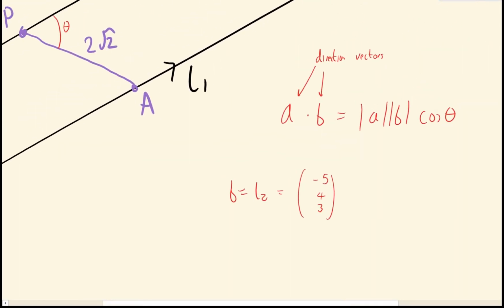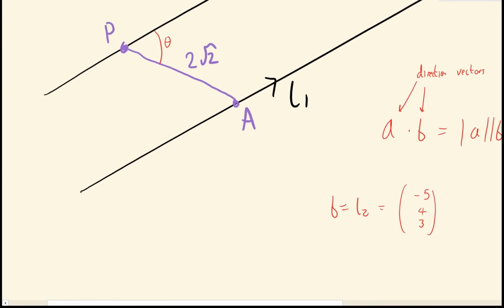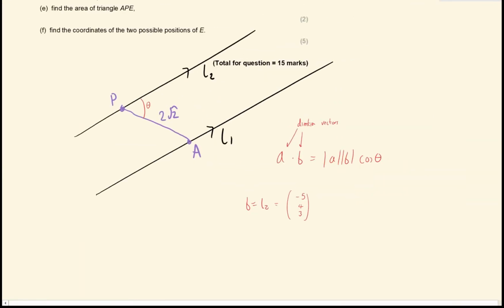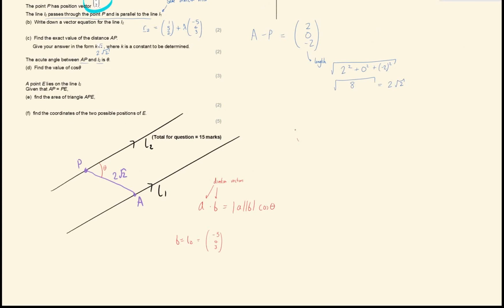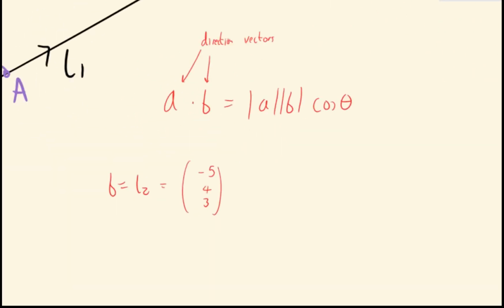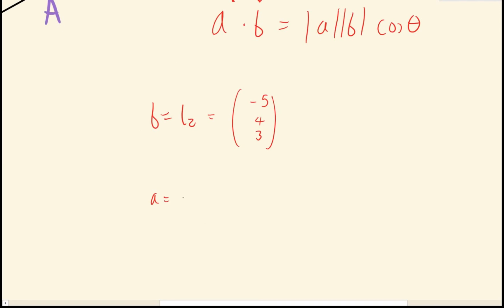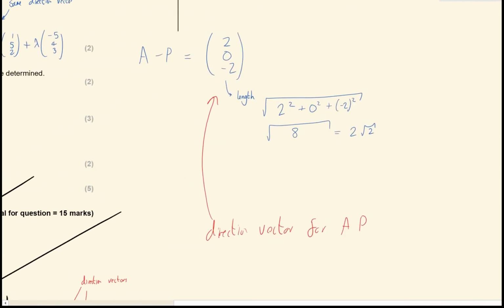We need to work out a direction vector for A. That is just the difference between A and P, which we actually worked out earlier. This 2, 0, minus 2 is the direction vector for AP, because there's a line or distance between A and P. So that's how we work out direction vectors: you take two things away. So the vector A can be AP, and that was 2, 0, minus 2. And now we can just plug everything in.